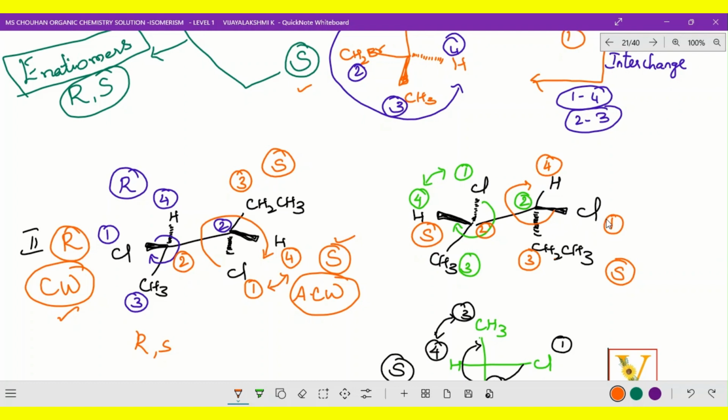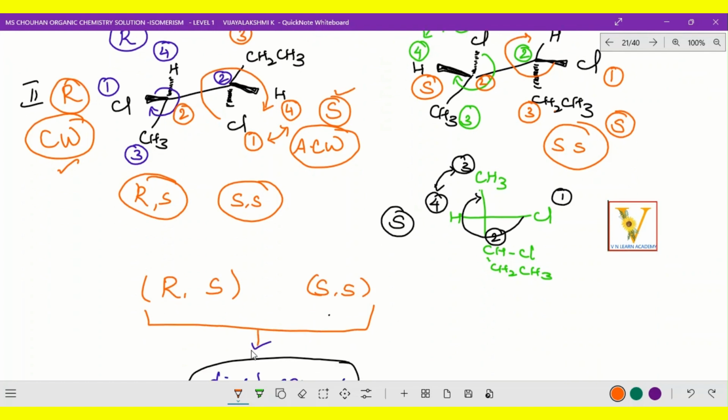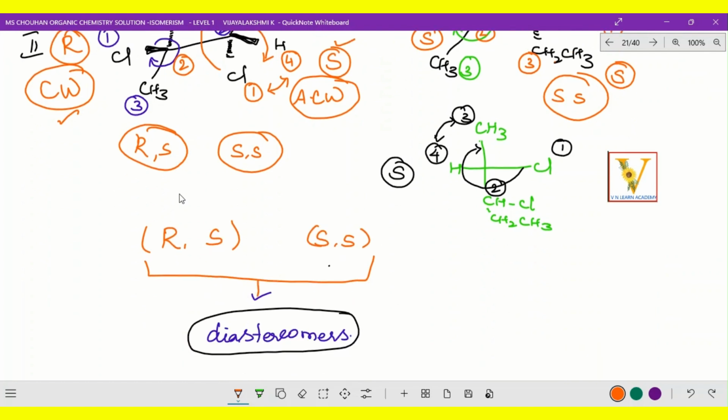Now in the same way, this also has Cl as priority 1, but it is on the wedge, and hydrogen, which has to come to the dash position, is at 3 and 4. It has to change. When the change takes place, this will also be S configuration. So in the second pair, the second compound is SS configuration. So the first one is RS, and the second one is SS, so S is common.